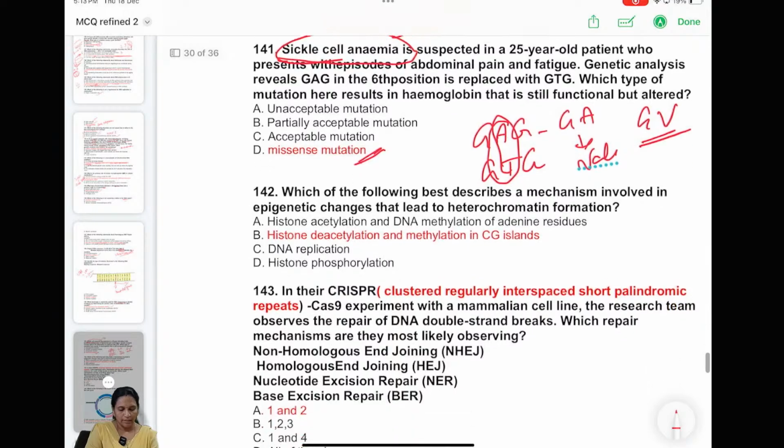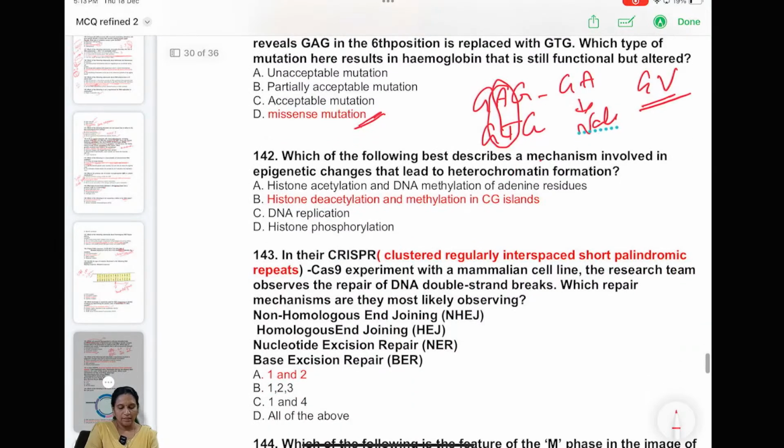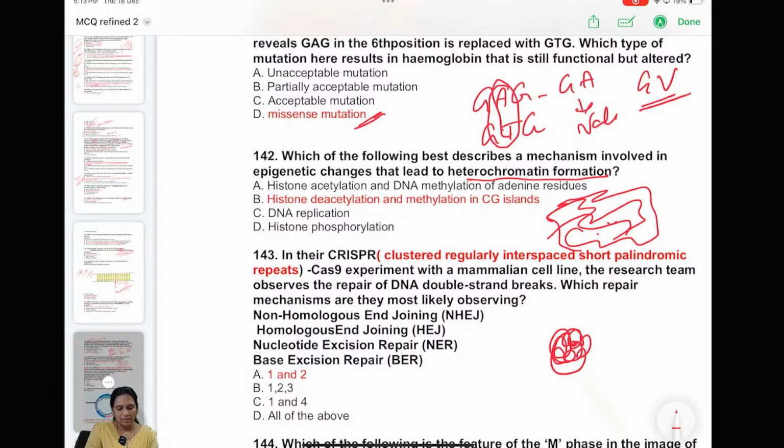Next, which of the following best describes a mechanism involved in epigenetic changes that lead to heterochromatin formation? What is heterochromatin? What is euchromatin? Heterochromatin means tightly arranged chromatin, so genes cannot be expressed. Euchromatin means loosely arranged chromatin, so genes will be expressed. The transformation of euchromatin to heterochromatin is known as chromatin remodeling.